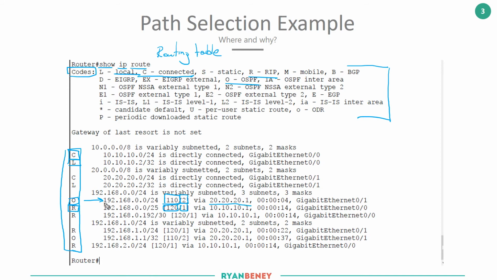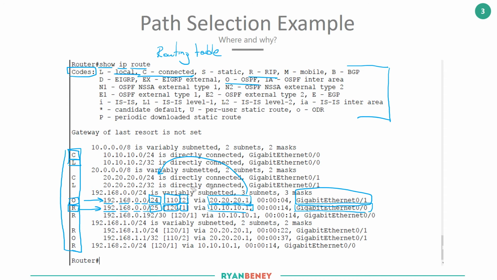It tells us our next hop. So if I want to get to the 192.168.0.0/24, and this is our prefix, I would go towards the next hop of 20.20.20.1, and that next hop recurses to the interface of gig 0/1. The RIP route, same again, 192.168.0.0. Notice that the prefix length is different. The next hop is different, it's 10.10.10.1, and it's also recursing to a different interface.